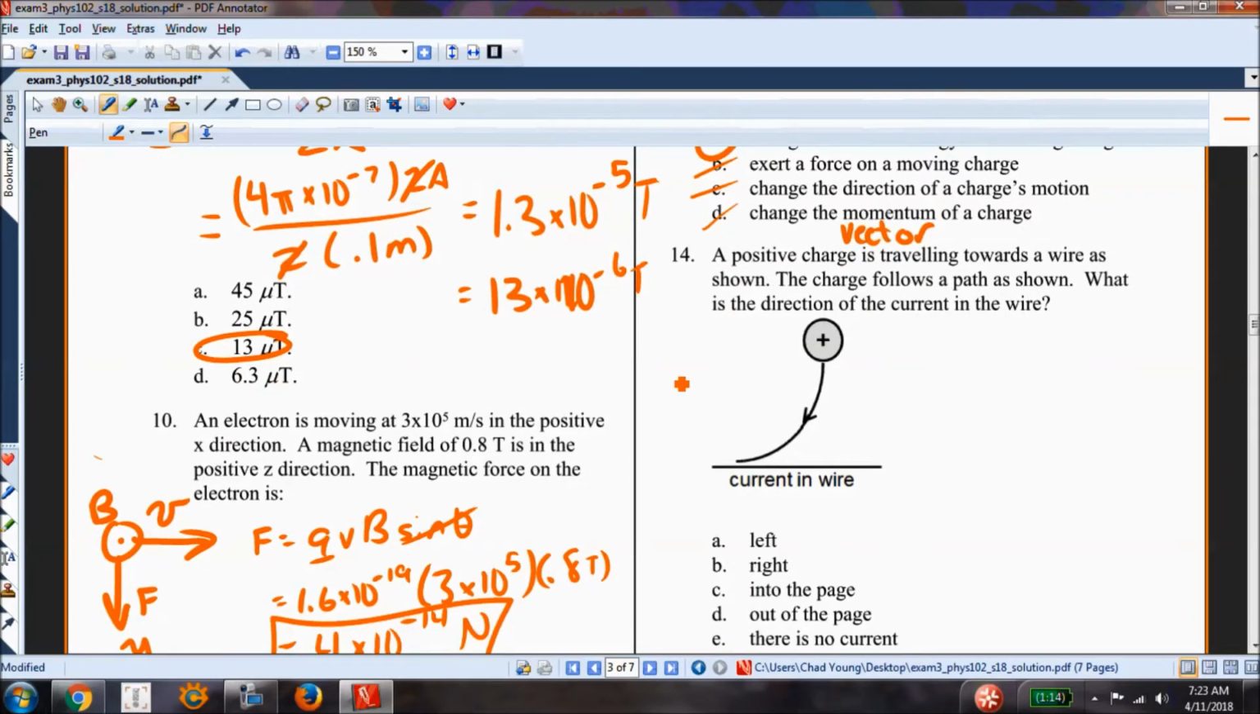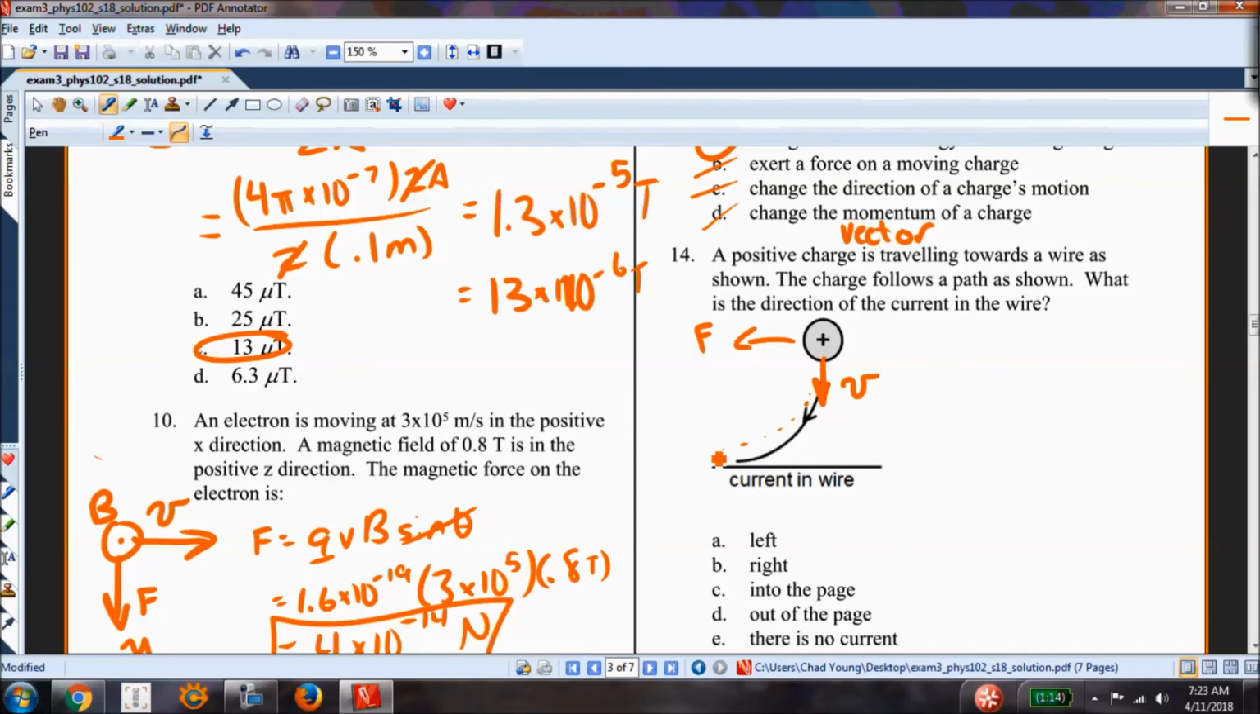Positive charges traveling towards a wire is shown. The charge follows a path is shown. What is the direction of the current in the wire? So first of all, we need to figure out what is the magnetic field that causes this motion. Well, it initially feels a force in this direction, and it has a velocity in this direction. And that force causes it to swerve off to the left like this.